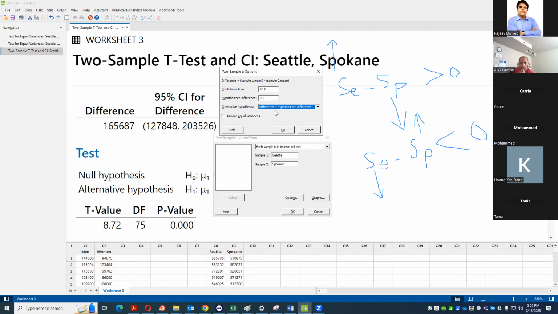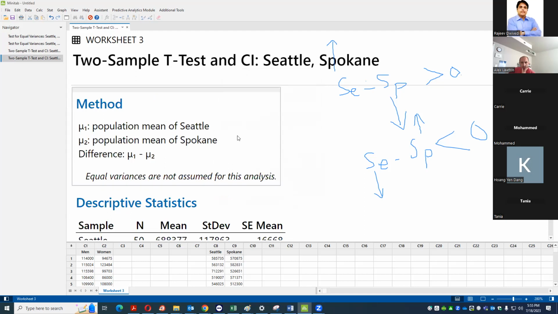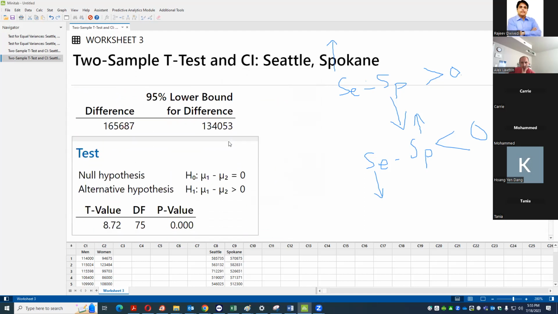Difference is greater than hypothesized means Seattle is higher, Spokane is lower. Again, we are not assuming equal variance. Now we go here. What do you see? What do you conclude here?